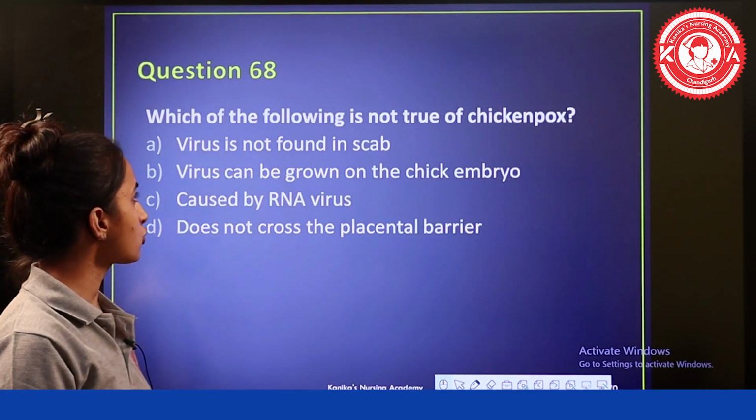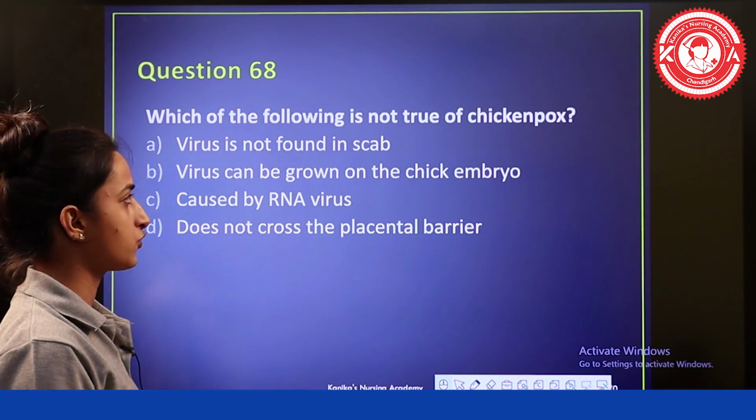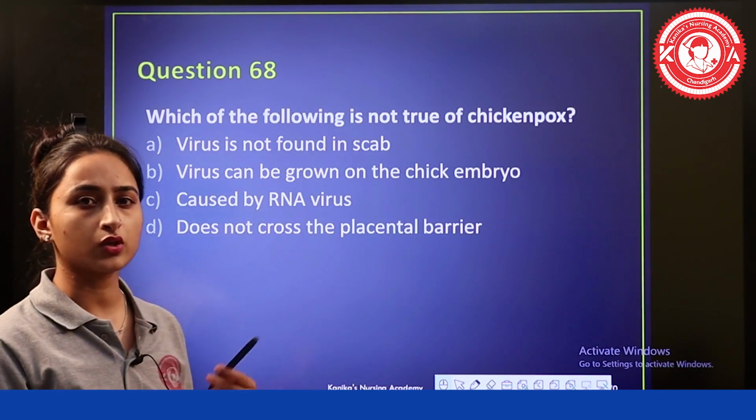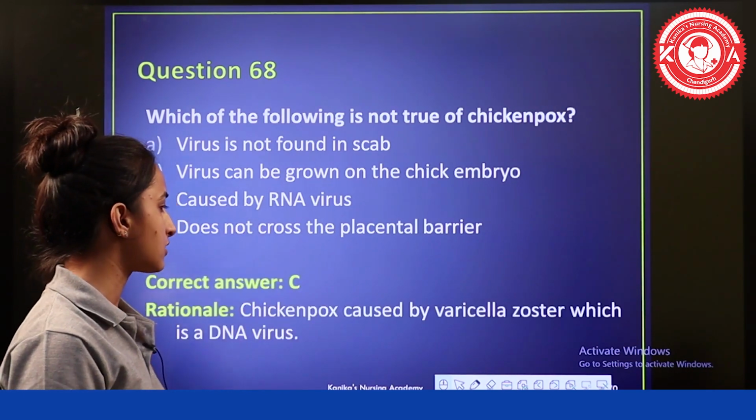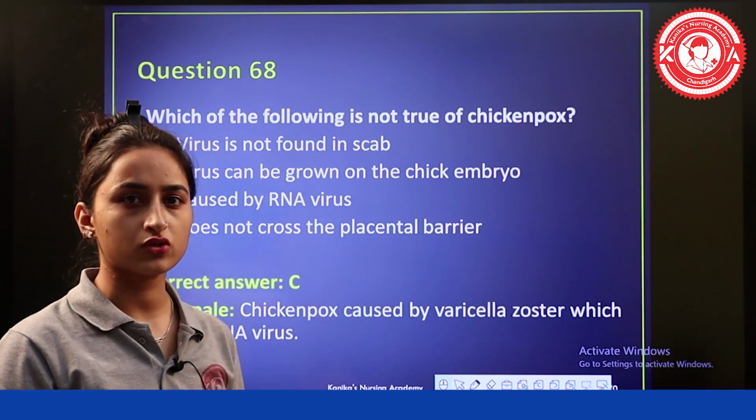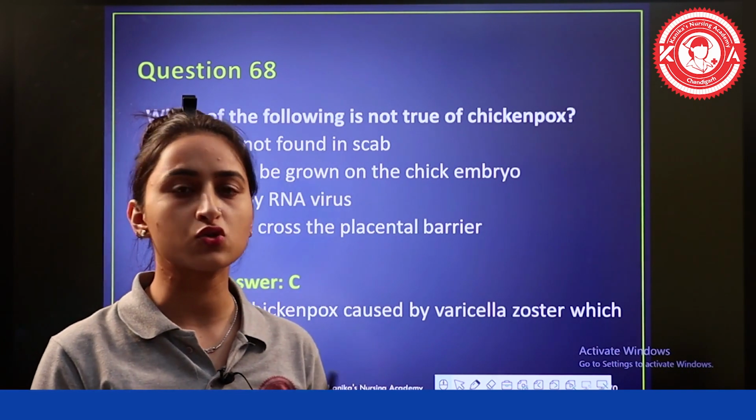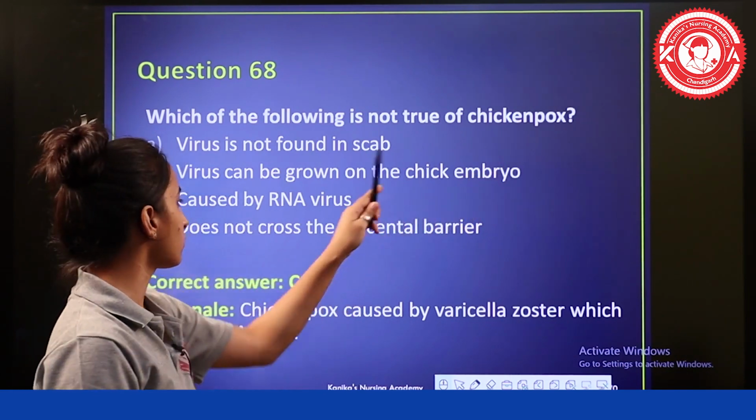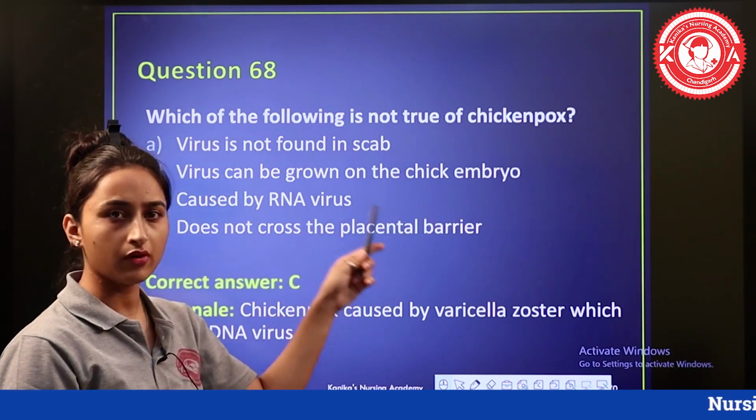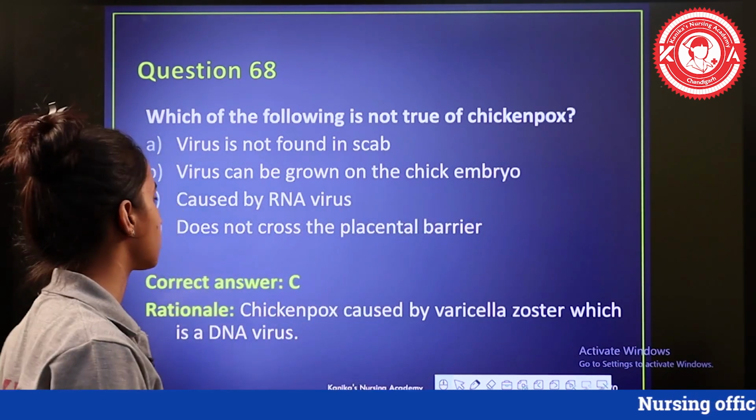Next question is, which of the following is not true of chickenpox? If we talk about the causative agent of chickenpox, it is the varicella zoster, and the varicella zoster is a DNA virus, not an RNA virus. So here the question is which is not true of chickenpox, and the right answer is RNA virus, because it is a DNA virus.